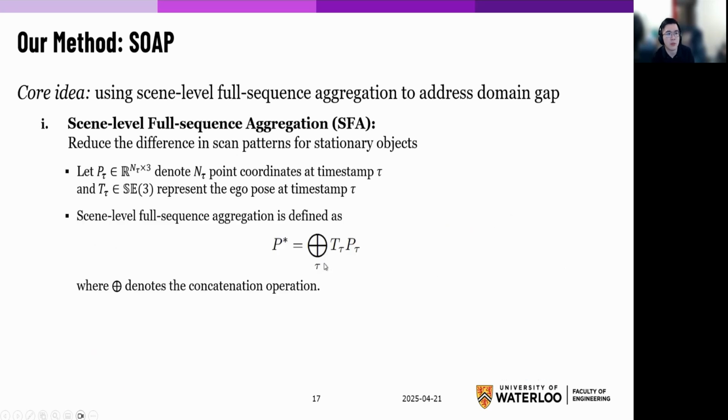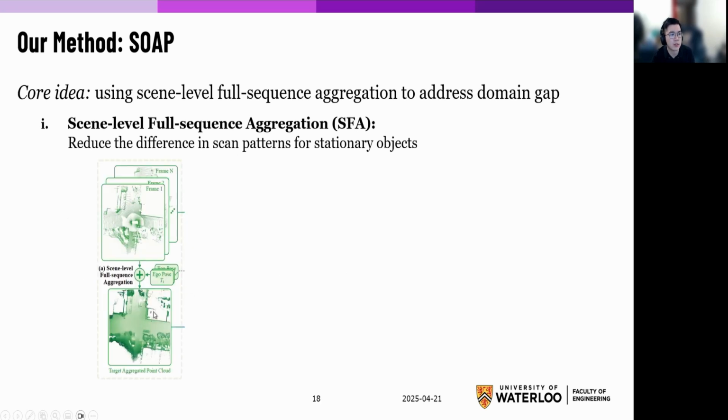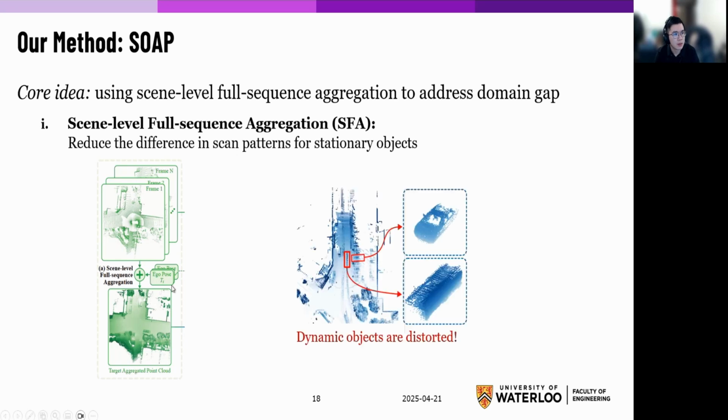And we can do this for every single point cloud in the entire sequence by just concatenating the transformed point clouds from each time step. And we will get a very dense point cloud, as shown in the example here. Now, in this kind of full scene or full sequence, scene level aggregated point cloud, the stationary objects, such as the vehicle parked on the side of the road, are going to be densified with a much more complete geometry. However, for dynamic objects, because we didn't account for the motion of those objects, the point clouds are going to be distorted.